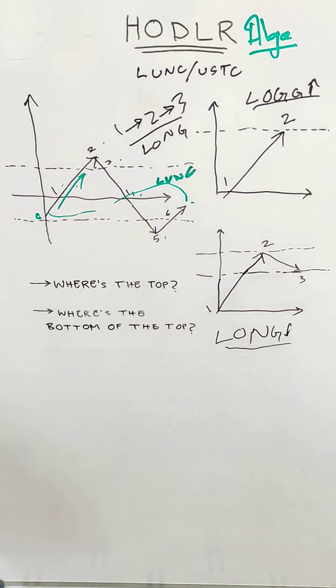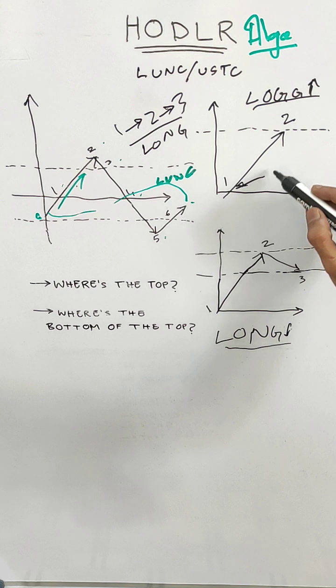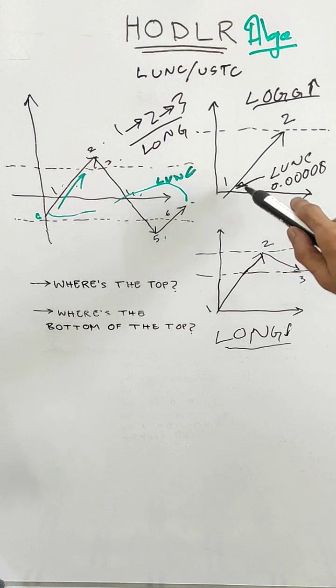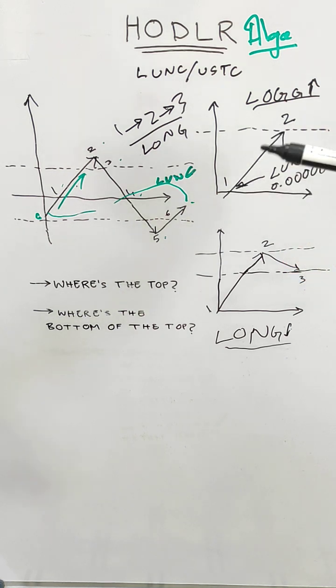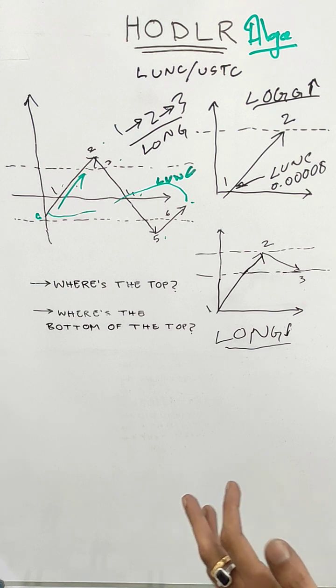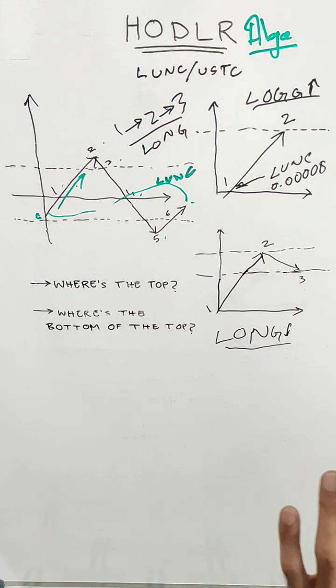The long above price is very simple. Here is the starting point of lung. Say lung is at 0.00008, like how it is right now. This is the starting point. This is from where the algorithm begins. Now in the algorithm, I always consider that it is a long and not a short, even if the price is going down.